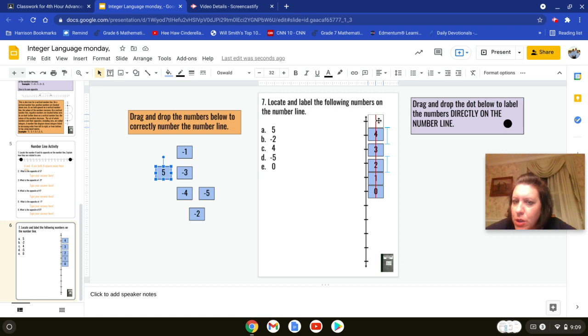Think about temperature. 5 degrees is warmer than 0 degrees. So then you have temperature. -1 is how many spaces away from 0? 1. And it's going down. So it's a negative number. It's going down. So we have -1, -2. I'm going to drag this over.